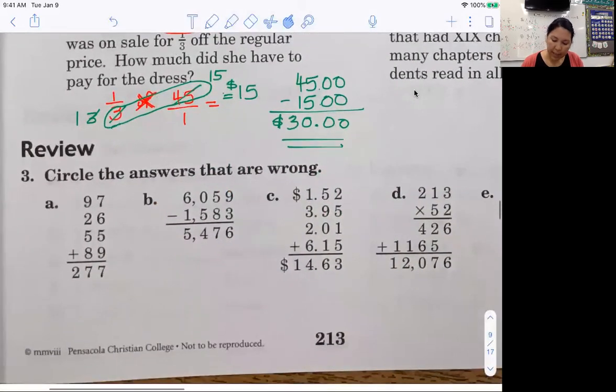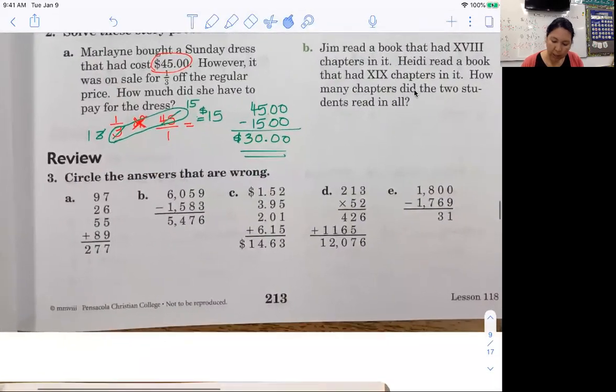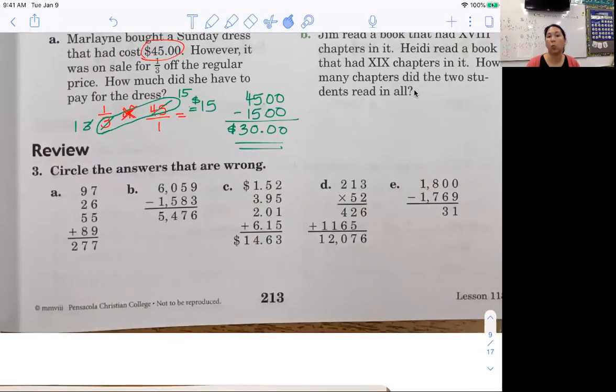Okay, on these ones, you're looking to see which answers are wrong. Okay, so I'm going to do the first one with you to kind of show you how to do this. So what's 7 plus 6? 7 plus 6 is 13. What's 9 plus 5? 14. Okay, what's 13 plus 14? 27. So I have my 7. I'm going to carry my 2 up here.